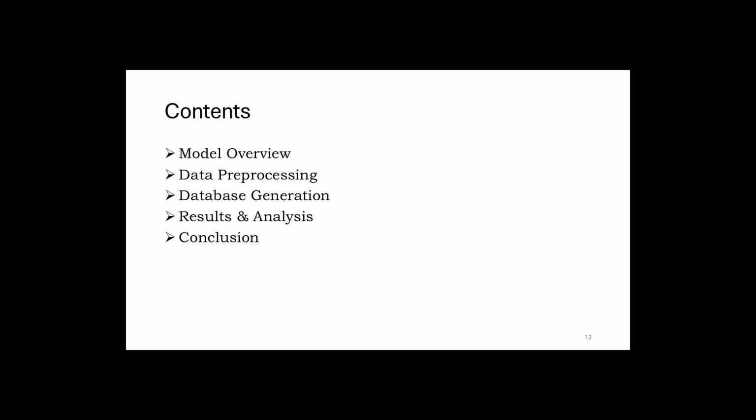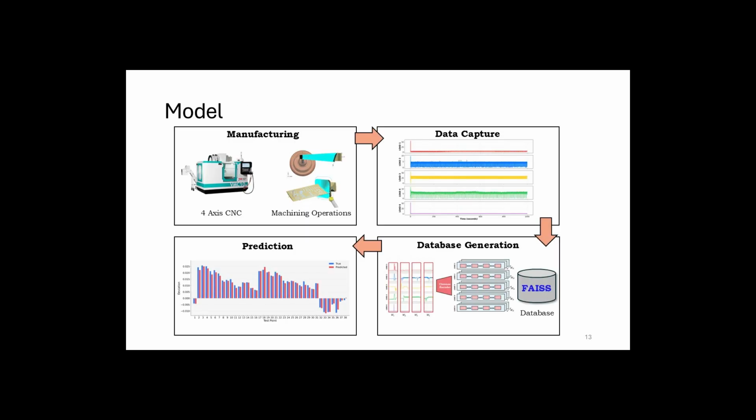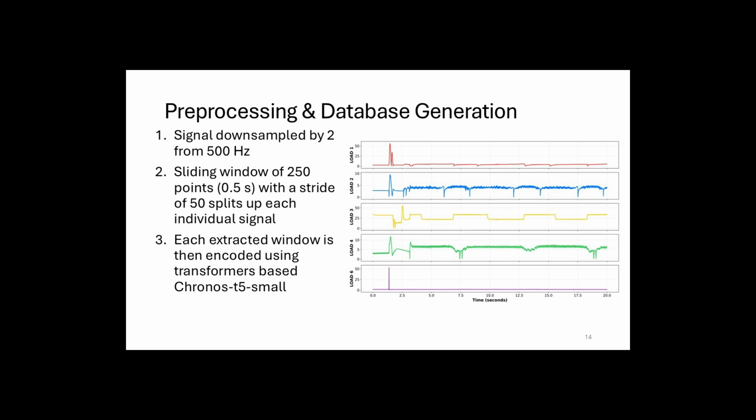So for the model overview, we first have the manufacturing, and then that manufacturing data is captured using the edge device. From the data that we've captured, we have to do some pre-processing. We can't directly work with the CSV files on the data itself, but after we do pre-processing, we can give that into our model for that prediction step.